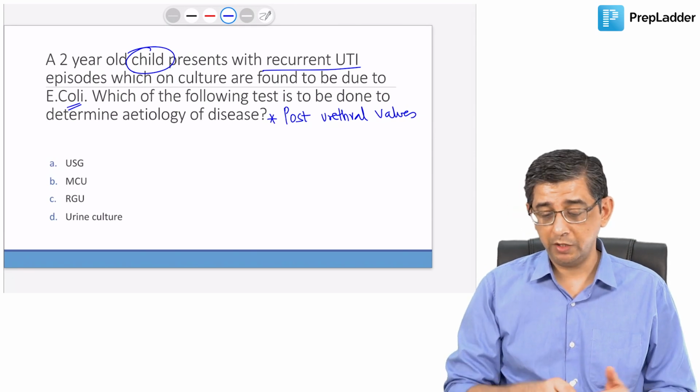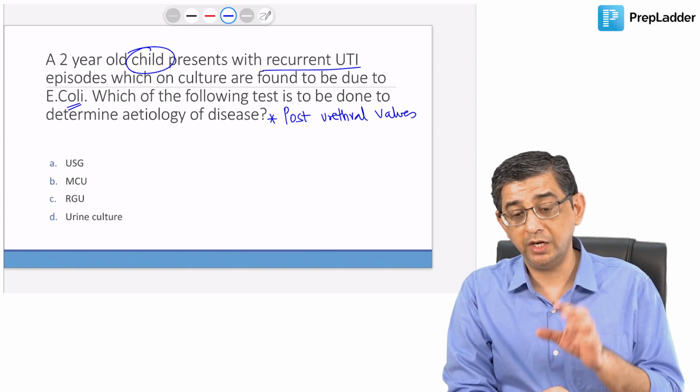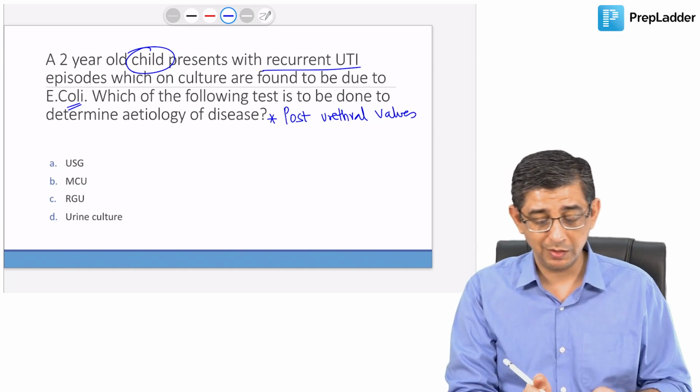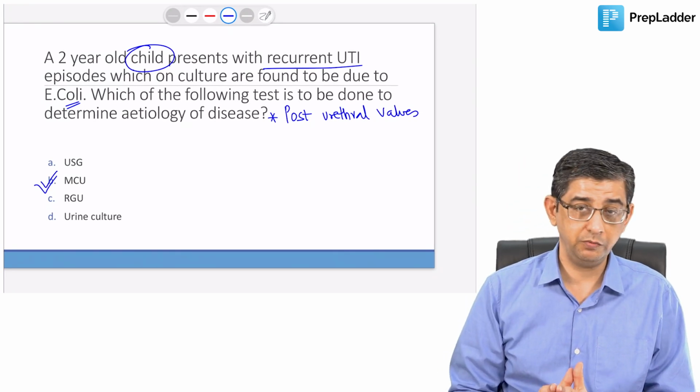So what I will do is I will give IV contrast to the child, make the child urinate, and when he's urinating, that is when we will take the scans. The test is called MCU, that is micturating cystourethrography. The answer to this question will be option number B.